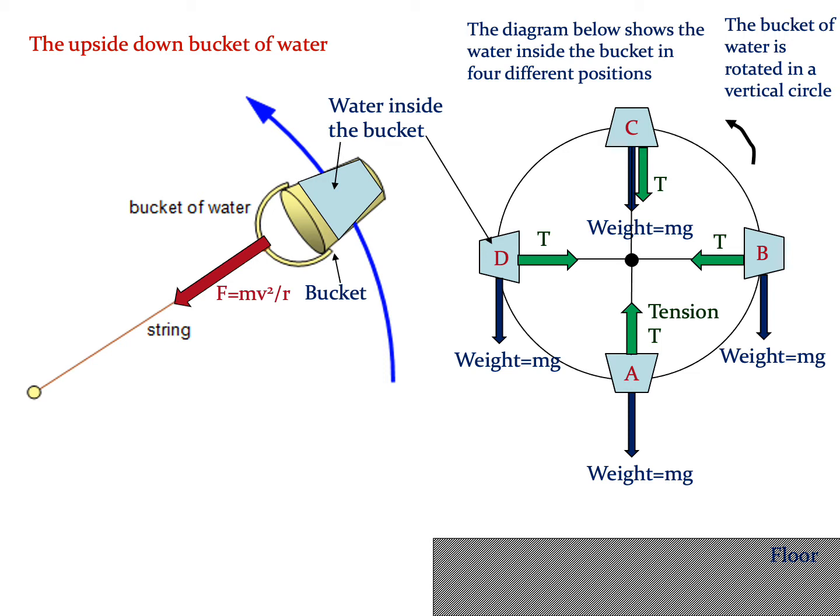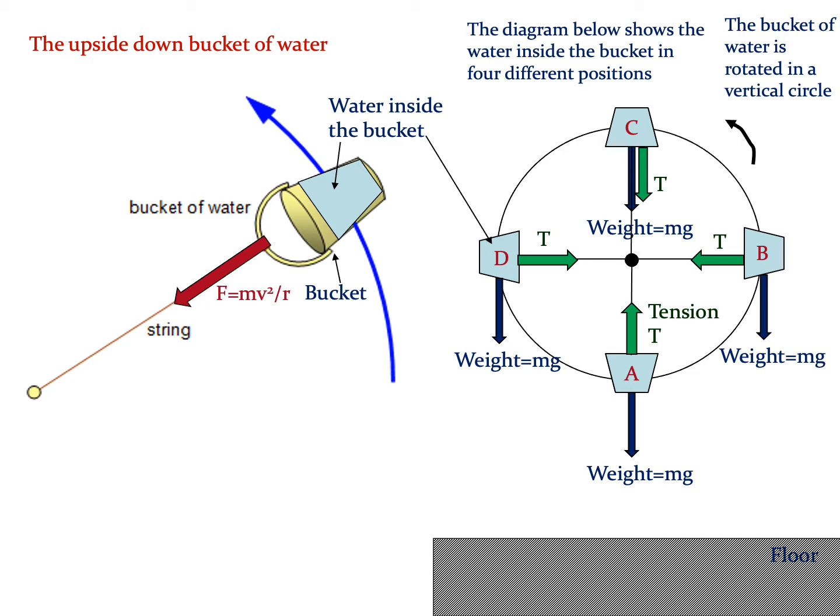The interesting position is C. If you look at C, the weight is pointing down, but so is the tension. And that means that those are going to add together, the weight plus the tension, to provide your mv squared over r. So you're going to need much less tension up at the top than you do at the bottom or indeed at the sides. So the position of maximum tension will always be position A, the very bottom of the circle, and the position of minimum tension will always be position C up at the top.